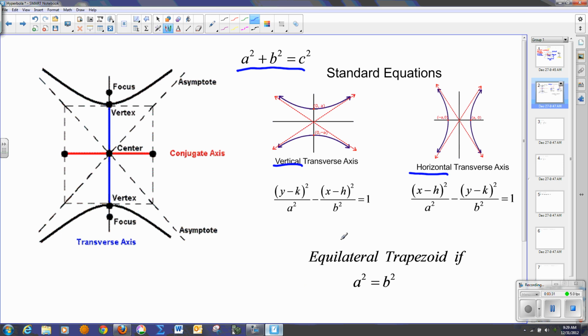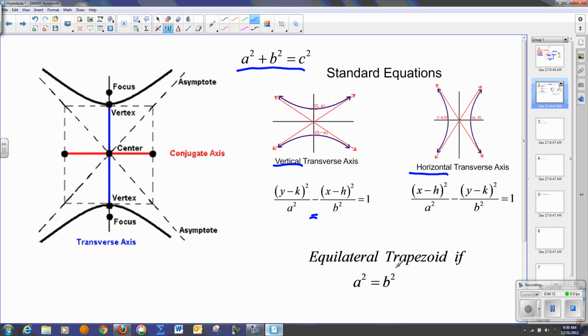And in this case, the general equation changes. I have y minus k squared over a squared minus, that's the thing that's different in this case, x minus h squared over b squared is equal to 1. Vertical transverse, up and down opening, and you'll notice that the y term is the positive term. Horizontal transverse, sideways opening, the x term in this case is the positive term. So that's how you tell the two apart. And once again, a is not necessarily bigger than b, but you'll notice a is always under the positive term.